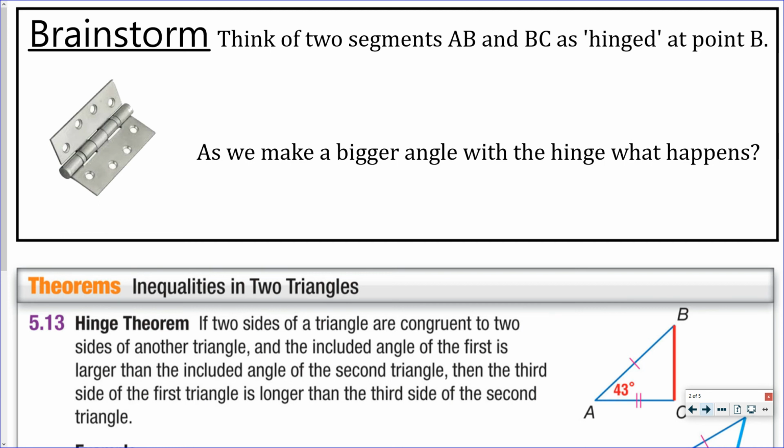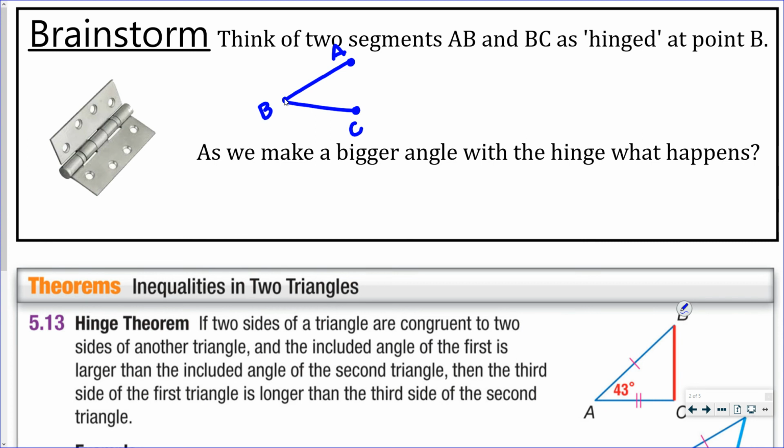It says, think of two segments AB and BC that are hinged at point B. Okay, so I'm going to draw this here. This is point B. So I have AB and BC that are hinged there at point B, and I can open and close these line segments to make angle B bigger or smaller. I'm picturing it hinged at that point. All right. Follow-up question says, as we make a bigger angle with the hinge, so with point B, what happens?